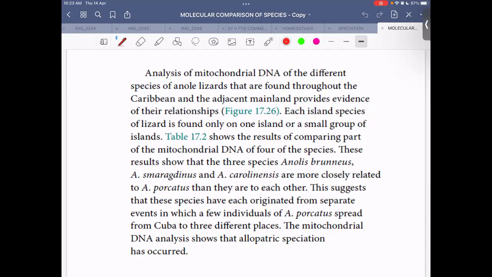So in this example, why am I repeating allopatric speciation? Because this example shows that initially there was a lizard whose species name is Anolis porcatus. It spread from Cuba to 3 different places. And since it spread to 3 different places, the lizards from those 3 different places are a bit different from the lizard which was originally situated in Cuba. But at the same time, the differences that those other 3 species have with porcatus are less as compared to the differences that they have with each other, right?